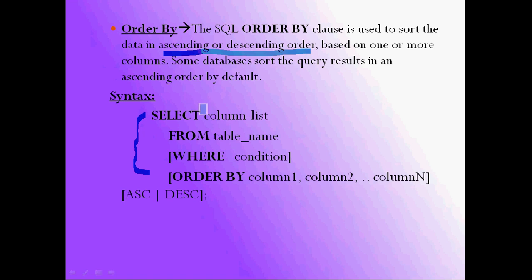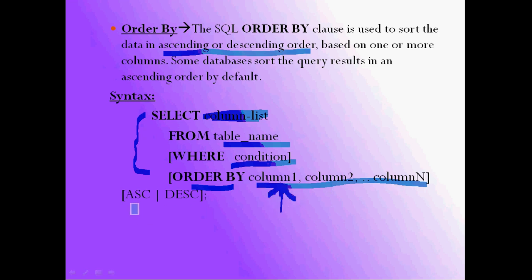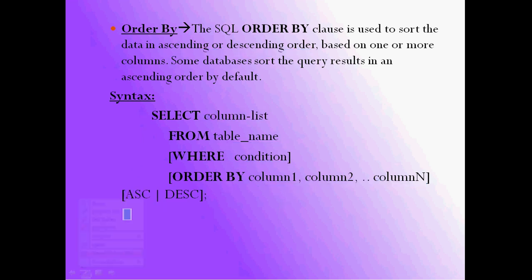Let us see the syntax. Select the set of columns or attributes from the table. A condition needs to be specified before order by, if there is any condition. Otherwise, no need. Order by, a set of columns you can mention, or a single column also. Mostly we will be doing it on a single column. Order by column name, then ascending or descending. Even if you don't specify ASC, the data will be sorted in ascending order. But if you want the data to be sorted in descending order, you need to specify this DESC command.